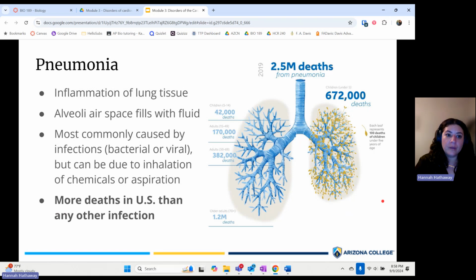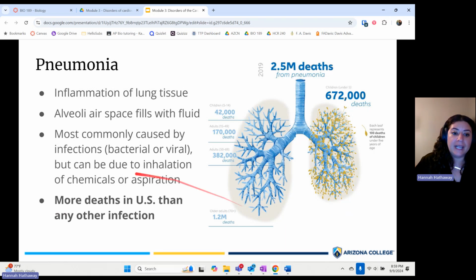And then pneumonia. So pneumonia is inflammation of the lung tissue. What happens when you have that inflammation of the lung tissue is the alveoli, which are at the very bottom of the bronchi branch into bronchioles, which then further branch into alveoli. So there are little tiny sacs in the lungs. That's where the gas exchange is actually happening. The alveoli are usually air-filled because air is moving through them. If the alveoli fill with fluid, that's pneumonia.